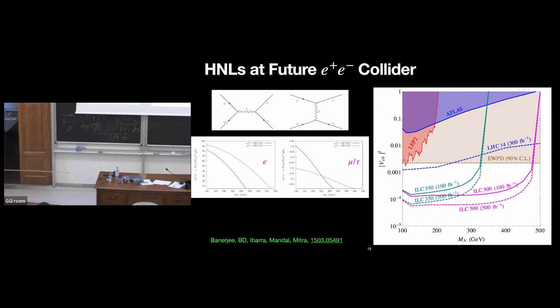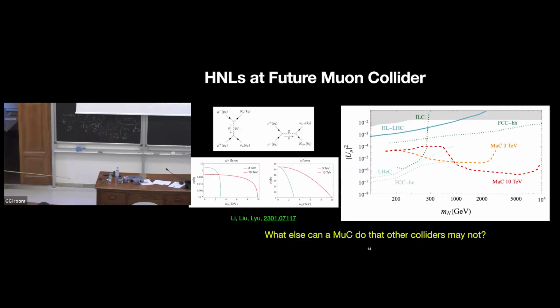But the same thing now we can do at a Muon collider. So you take exactly the same diagrams, just replace the e+ e- with mu+ mu-, right? Everything else is the same, and that's what was done recently in this paper.